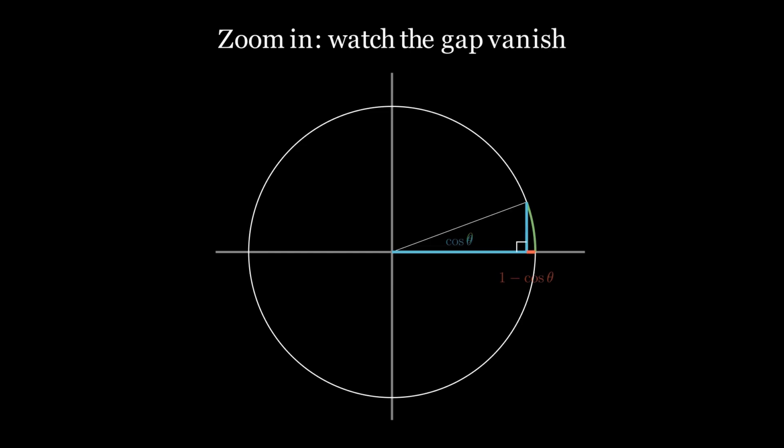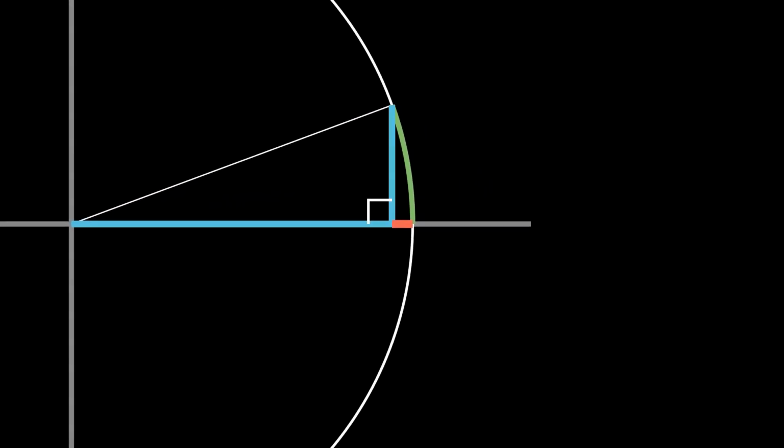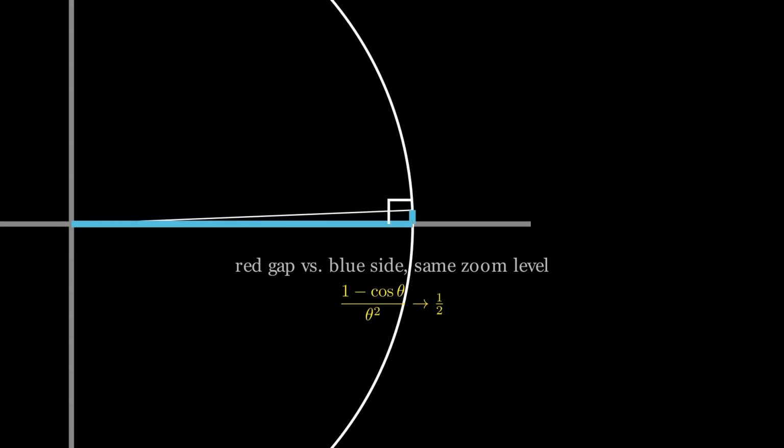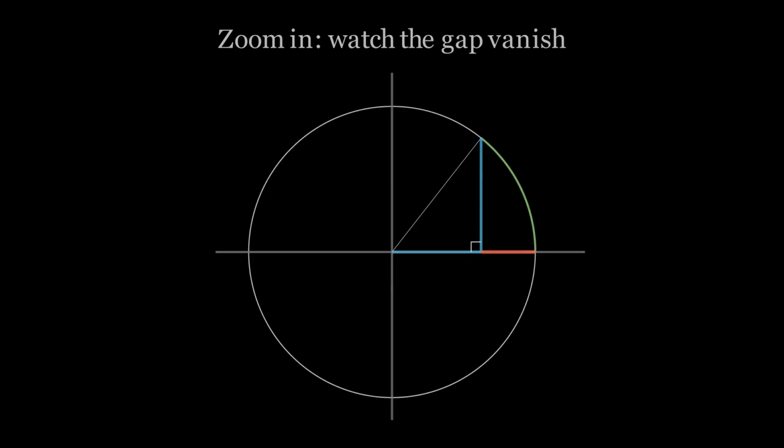Same zoom level, same magnification, for both sides, the blue leg and the red gap. As theta keeps shrinking, watch the red gap collapse almost instantly to nothing, while the blue leg is still clearly sitting there. The gap over theta squared holds near 1/2 the whole time, confirming, in a single picture, that 1 minus cosine theta vanishes like theta squared, not like theta.